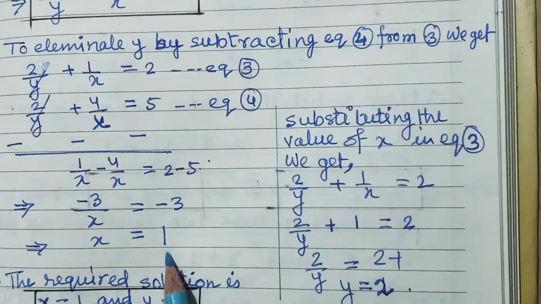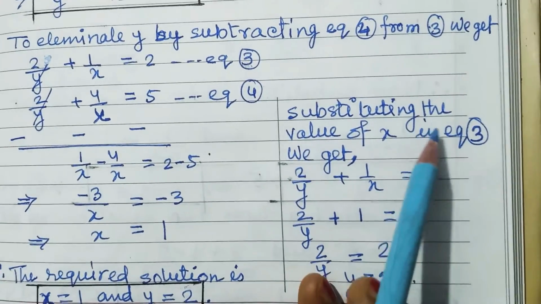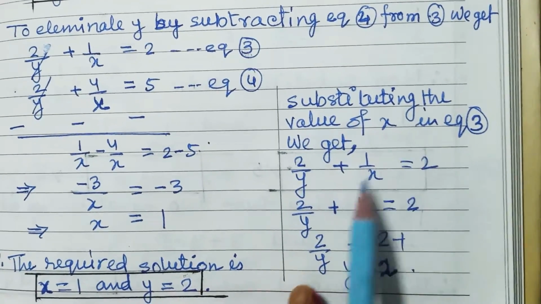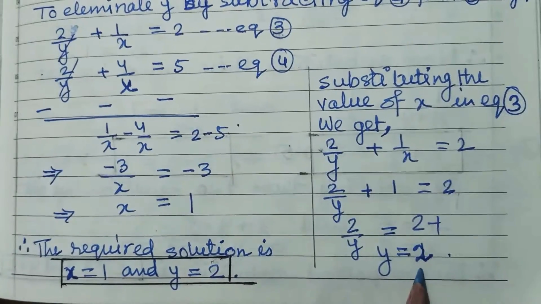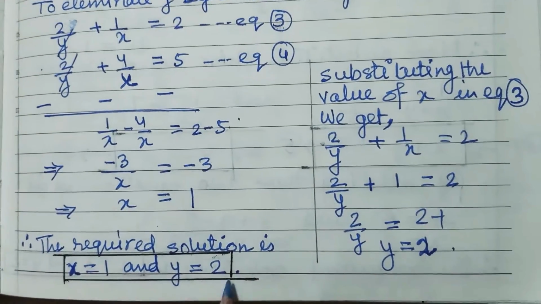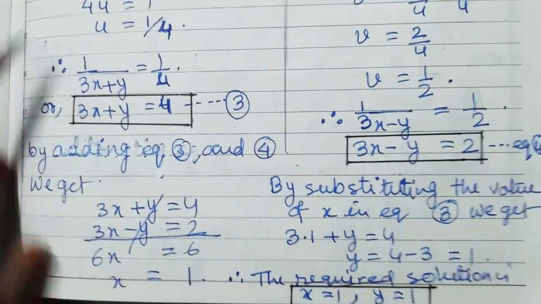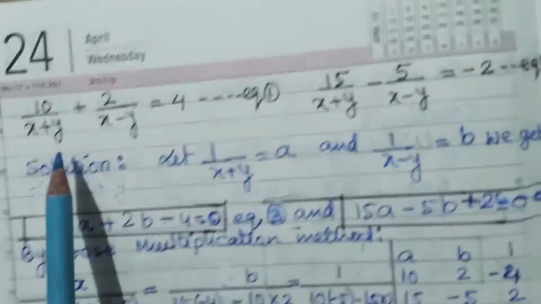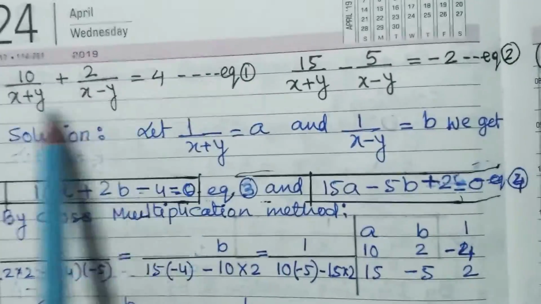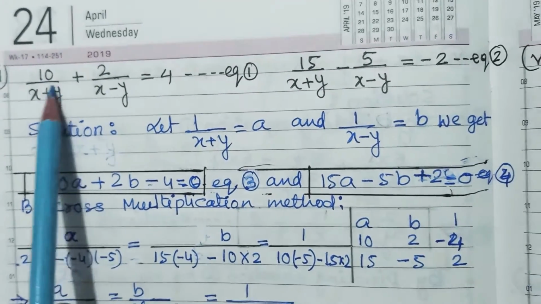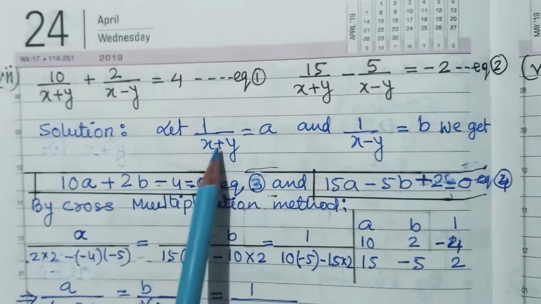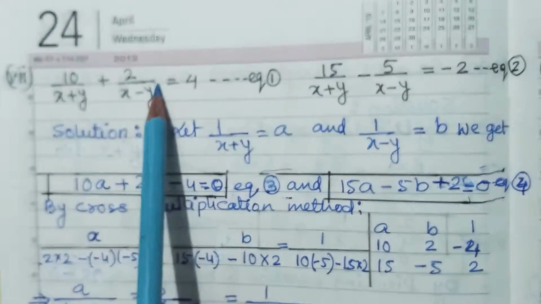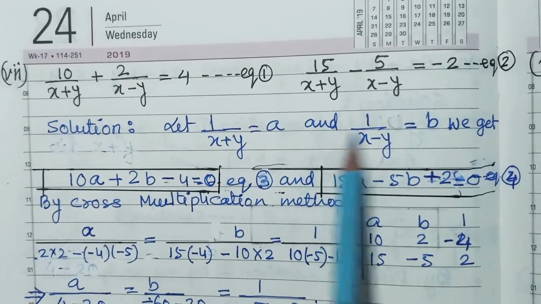So x is equal to 1. Now again, substituting the value of x in equation 3, we got y is equal to 2. So x equal to 1, y is equal to 2. Next, this is the equation. Now, 1 upon x plus y is equal to a, and 1 upon x minus y is equal to b.